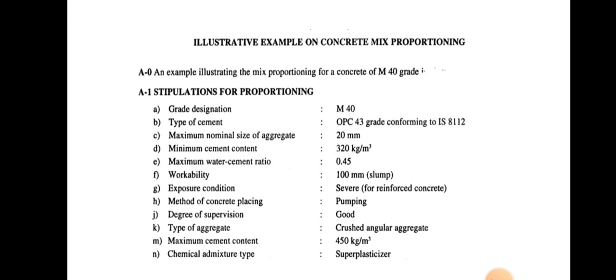Grade designation M40, type of cement OPC 43 grade. Maximum nominal size of aggregate 20 mm. Minimum cement content 320 kg per cubic meter. Water cement ratio 0.45. Workability 100 mm slump. Exposure condition severe. Method of concrete placing is pumping. Degree of supervision good. Type of aggregate crushed angular aggregate. Maximum cement content 450 kg per cubic meter. Chemical admixture type superplasticizer.